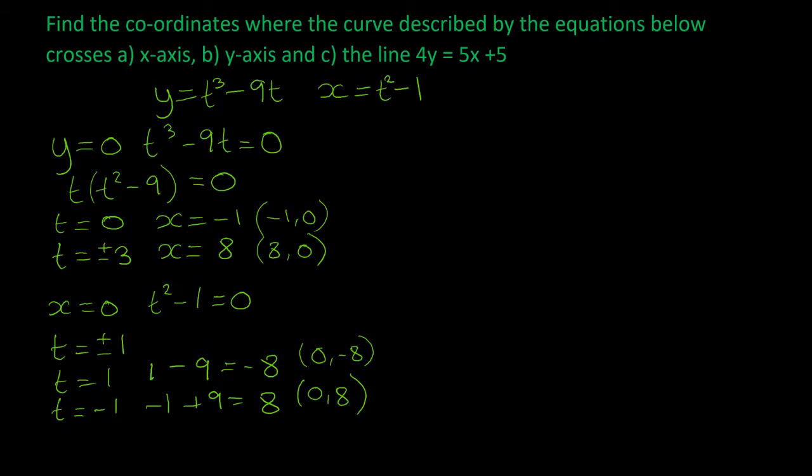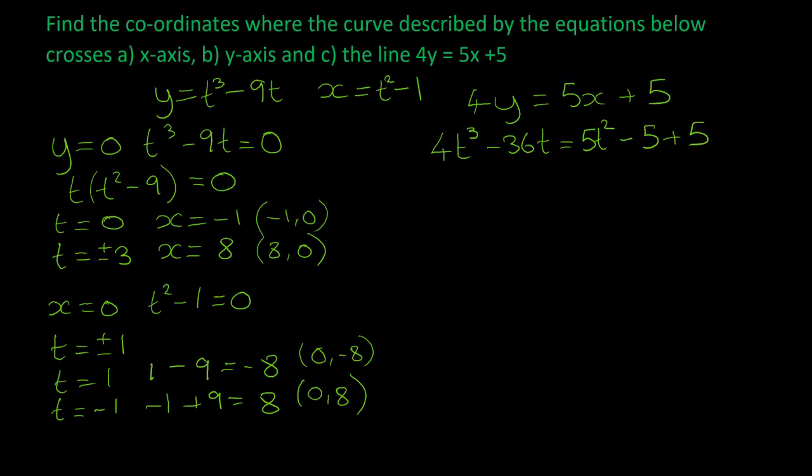The line equation is 4y equals 5x plus 5. So we're going to substitute in the t forms instead of the y and the x. So that's going to give us 4t cubed minus 36t equals 5t squared minus 5 plus 5. So we can see they cancel each other out.